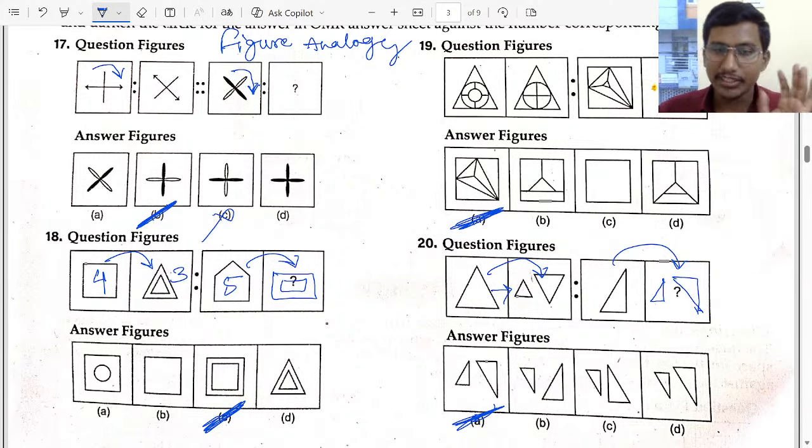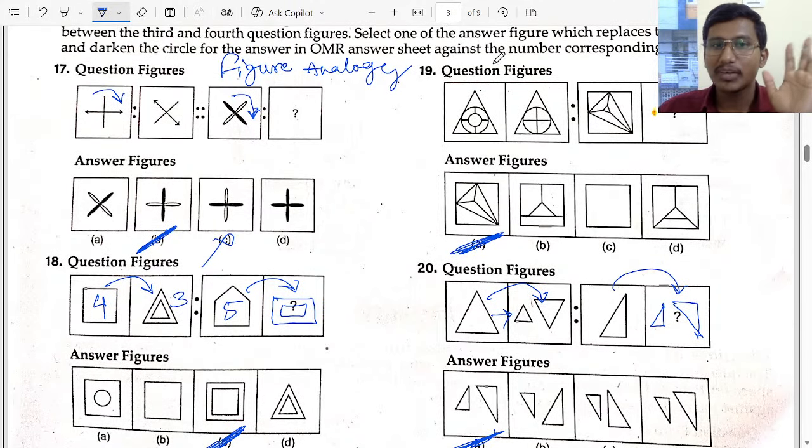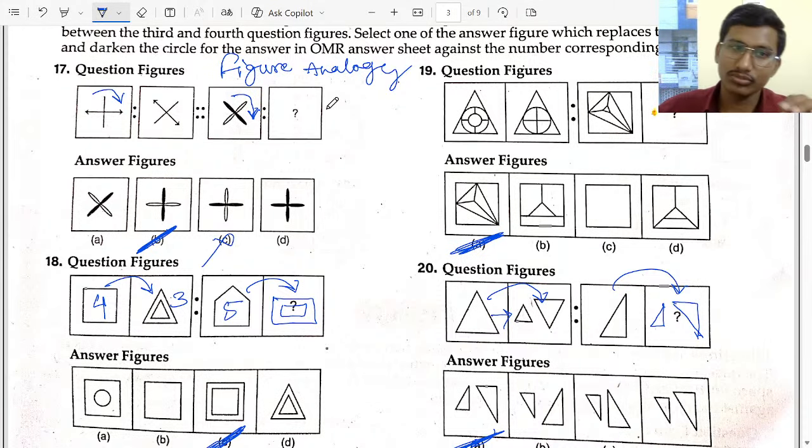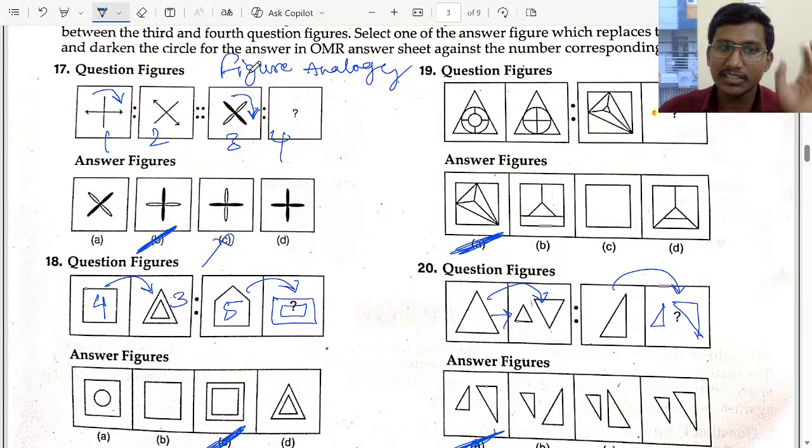Got it? 20th question. This is part 5. So part 5 is figure analogy. We have to see the first and second relation. The same relation we have to apply for the third and fourth figure, right? So the first and second have a relation, and the same relation we have to apply to the third and fourth figure.